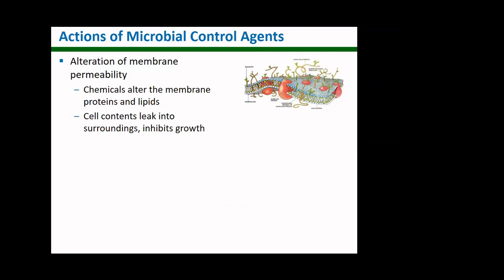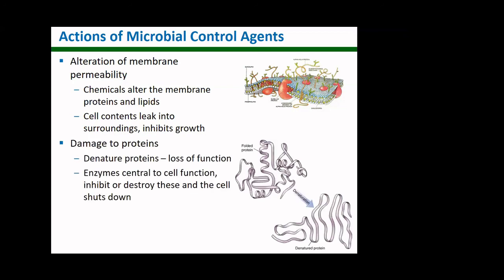chemicals typically kill bacteria. The first one is that they make the membrane more permeable. So if things can get through the membrane easier, then chemicals can get into cells easier. And if you can damage the plasma membrane, you can kill the cell. So alteration of membrane permeability is a big one. Damaging proteins is another big one. If you can cause the proteins to denature, they've lost their function, right? If you denature all of the proteins in a cell, that cell is dead.